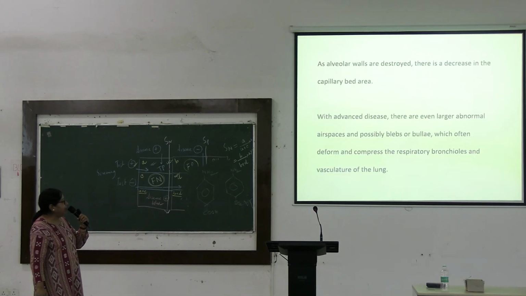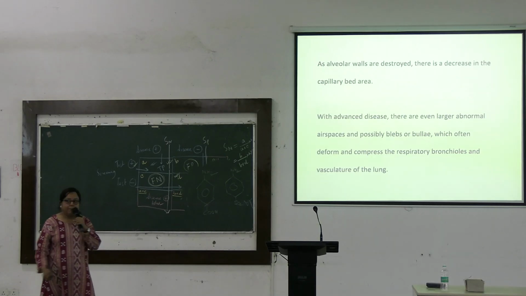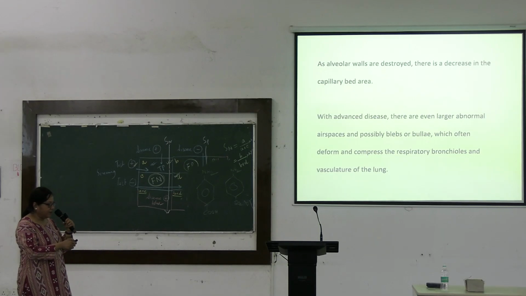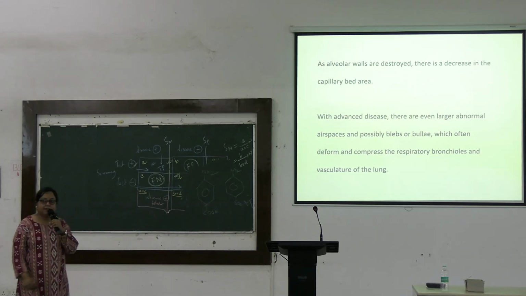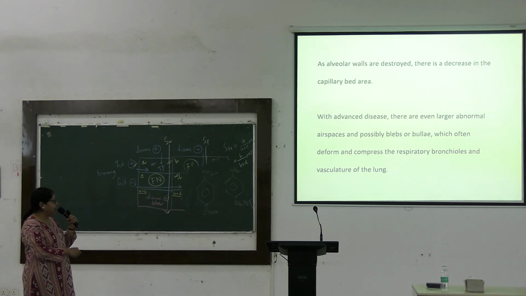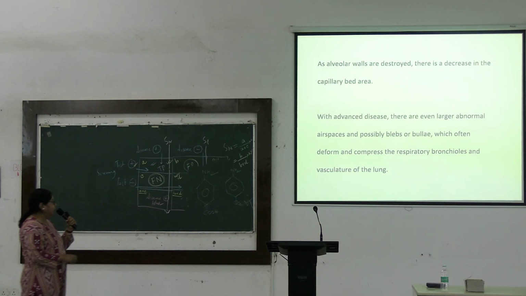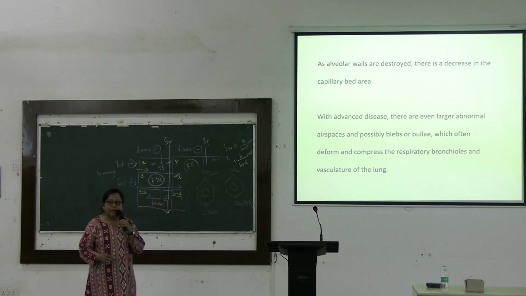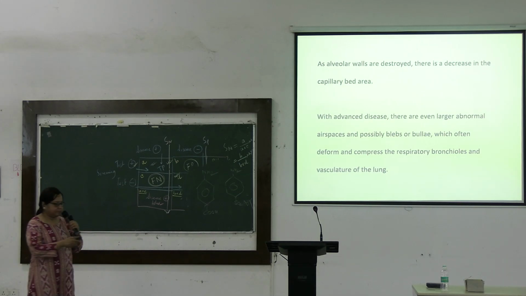As the alveolar walls are destroyed, there will be a decrease in capillary bed area, and there may be formation of abnormal air spaces and formation of large bulla in emphysema, which will compress the respiratory bronchioles. So there can be compression of the lungs as well as the vasculature.